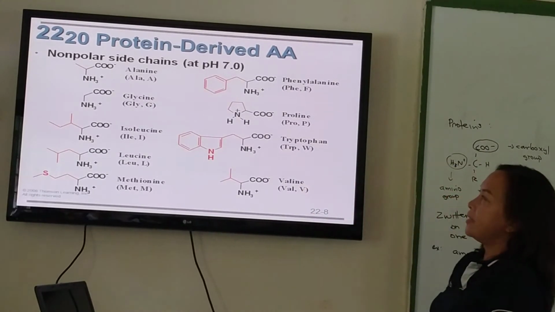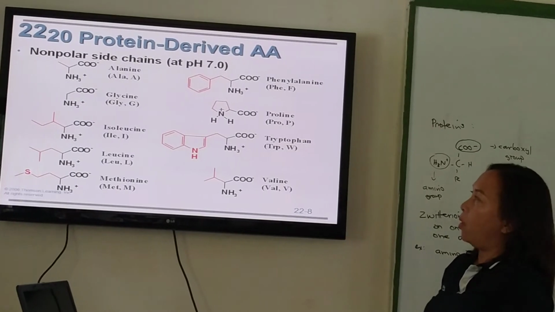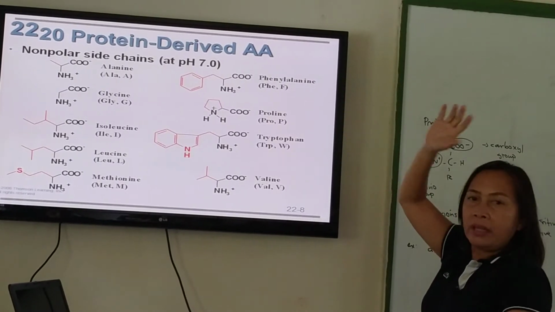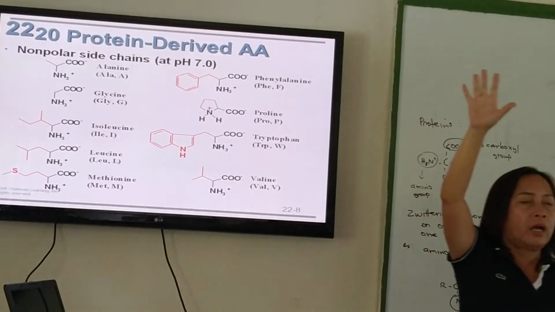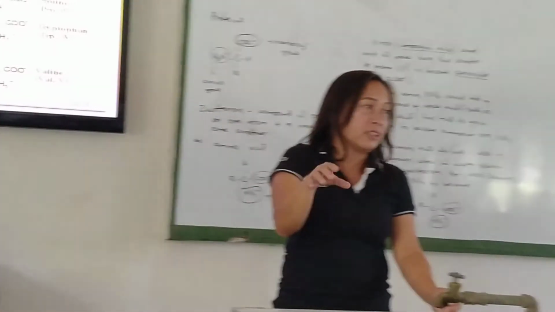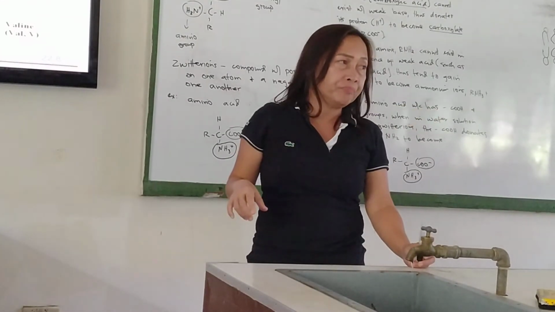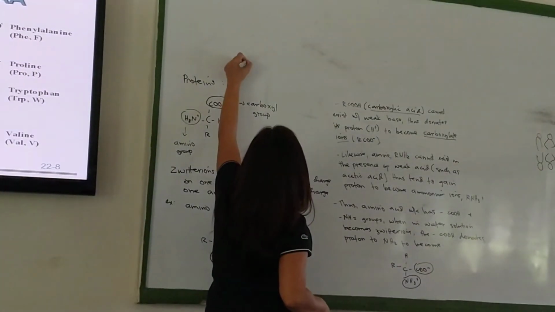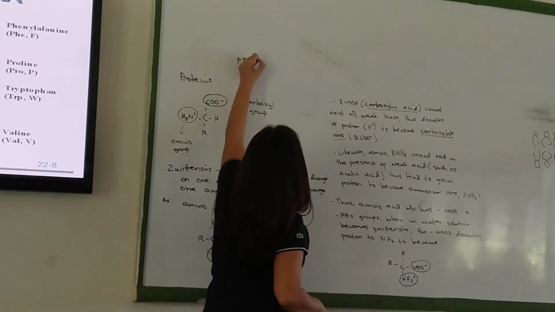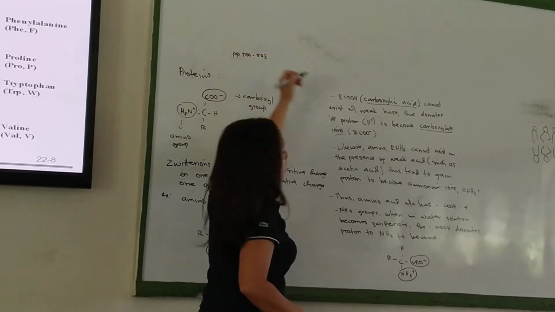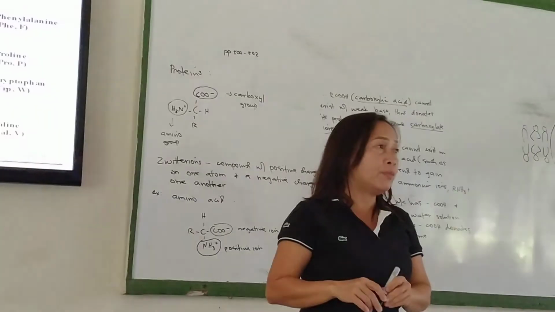Now, amino acids can be described as having non-polar side chains, polar, or acidic ones. In your textbook there are some examples of amino acids. Please read your textbooks, pages 500 to 501. There are so many; there are 20 types of amino acids.